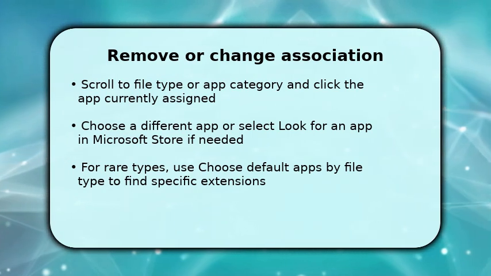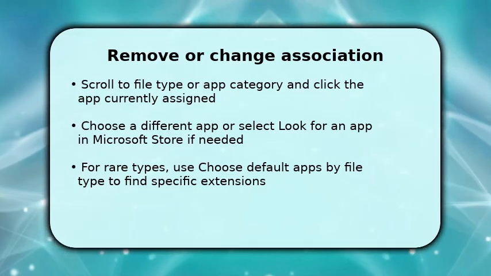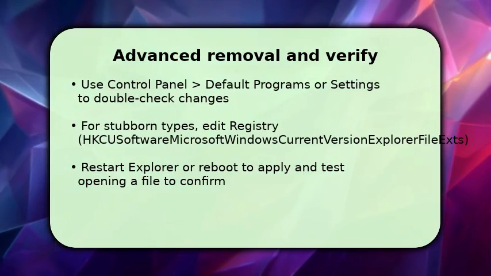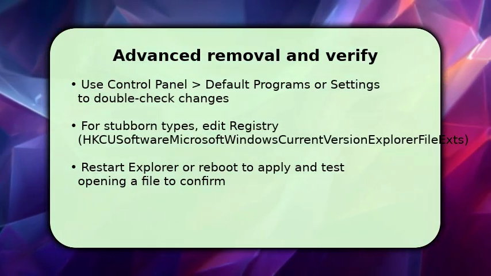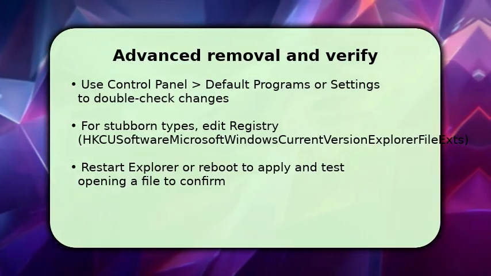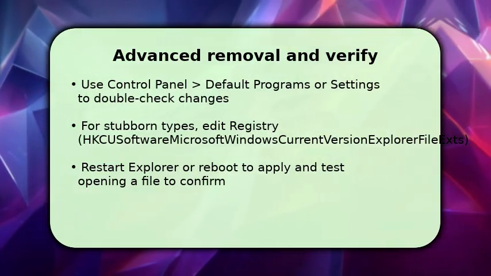If settings won't clear the association, use Control Panel's default programs for one more try. It exposes legacy options. For stubborn entries, you can edit the registry at HKCU/Software/Microsoft/Windows/CurrentVersion/Explorer/FileExts. Delete the UserChoice key for that extension.